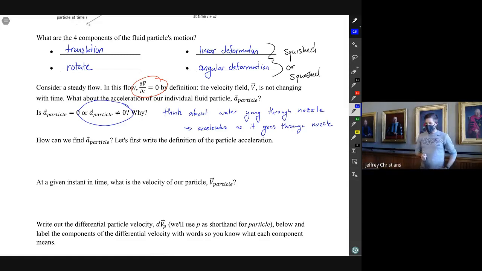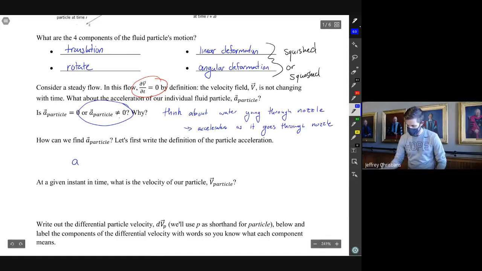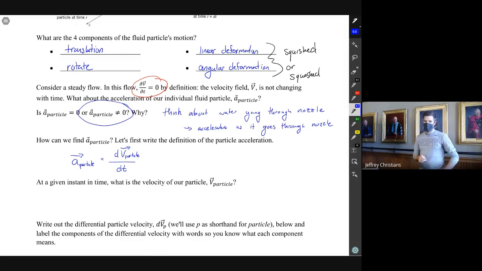All right, so we want to find F equals ma for an individual fluid particle. So what is the acceleration of a particle? Well, it's going to be the change in the velocity of that particle with time. That's just the definition. So we'll first write this. The acceleration of our particle is equal to the change in the velocity of the particle d time. Okay, and this is how we're going to start to connect these two.